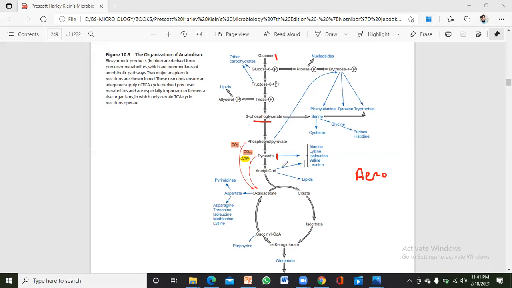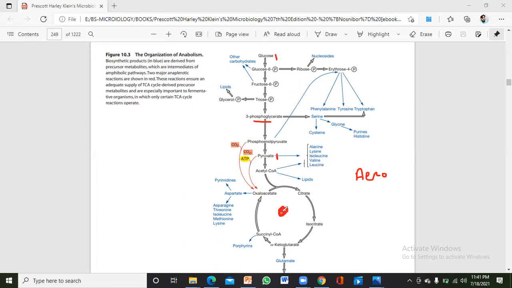But here comes a question in mind: what if we have anaerobic bacteria or bacteria that are involved in fermentation? How will they produce these amino acids? If we take fermentation, glucose is converted into pyruvate. So up till here, these amino acids can be formed. But in fermentation, this process cannot be performed.